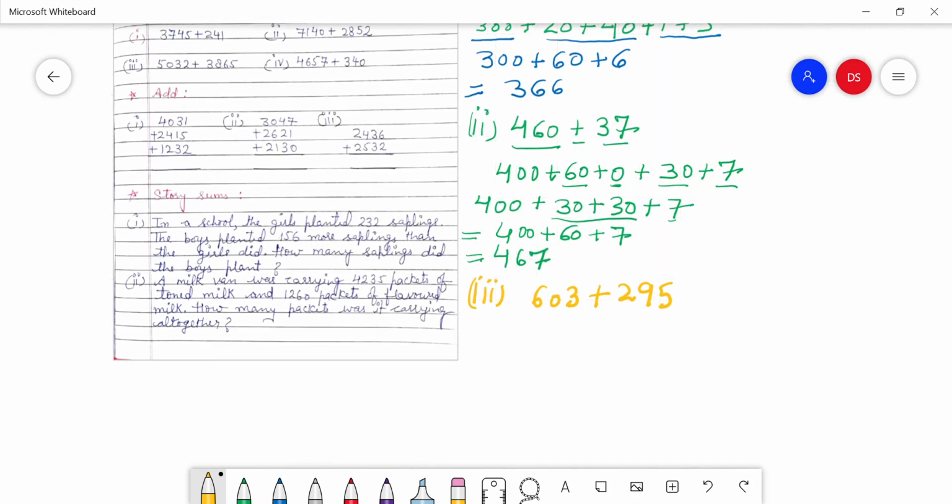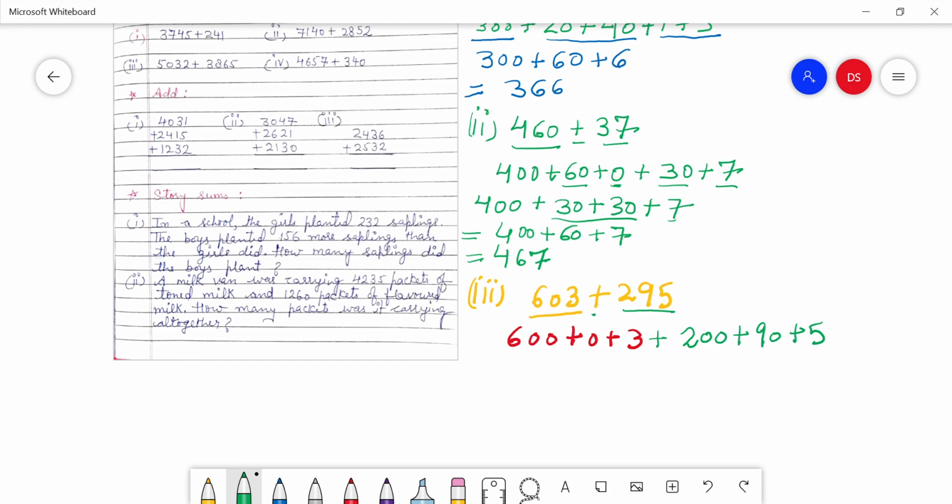First of all we have to expand the number. So we will expand 603. 600 plus 0 plus 3. Then plus operator in between, we will write it. Then we have to expand 295. 200 plus 90 plus 5. So we will separate more number of digits first.